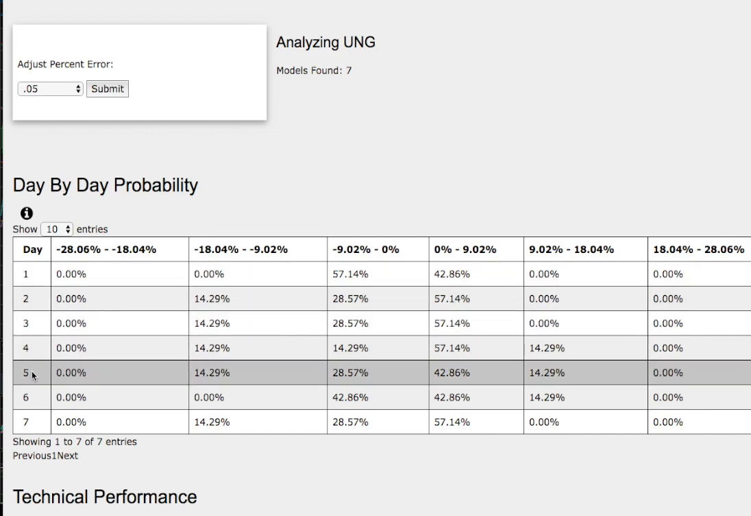As we progress to the 5th day or week of trading, we have a 43% chance for it to climb between 0 to 9%, and a 14% chance for it to climb between 9% to 18%. As for downside, we have a 29% chance to fall between 0 to negative 9%, and for the extreme case to the downside, a 14% chance to fall between negative 9% to negative 18%.